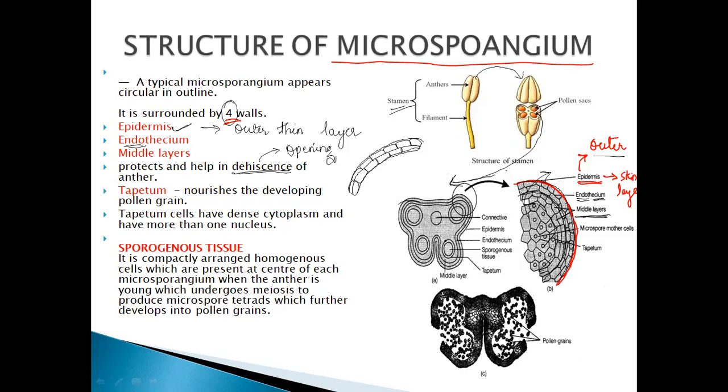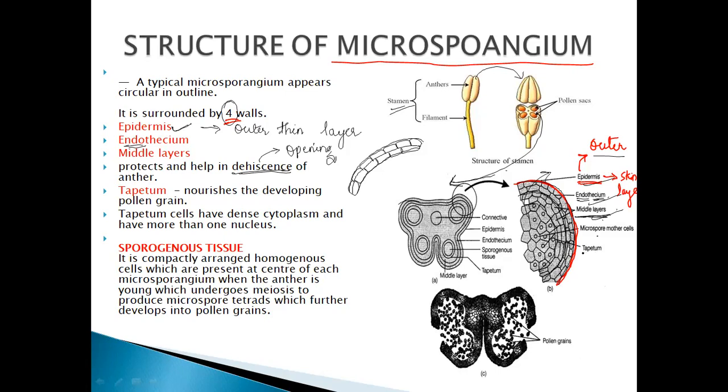And when we again magnify it, we see all the cells. How many cells are present? Epidermis is present, endothelium is present, middle layer. Until now, we have studied these 3 layers: epidermis, endothelium, and middle layer. And what is the function of it? The function of these 3 layers is to protect and help in the dehiscence of the anther, that is the opening of the anther.